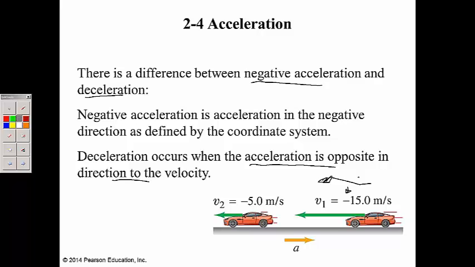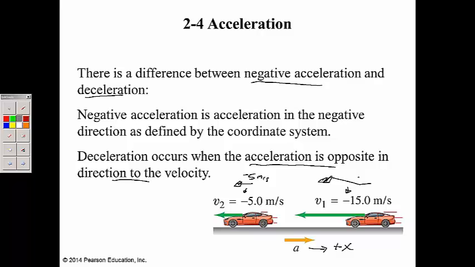And it slows down. It's now traveling 5 meters per second, still to the left, still with a negative sign. So it has experienced an acceleration that is in the positive x direction. It has experienced a positive acceleration, yet it has slowed down. So it has decelerated because the acceleration is in the opposite direction.